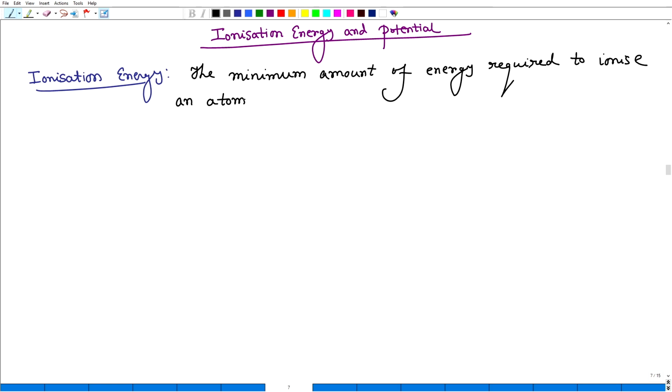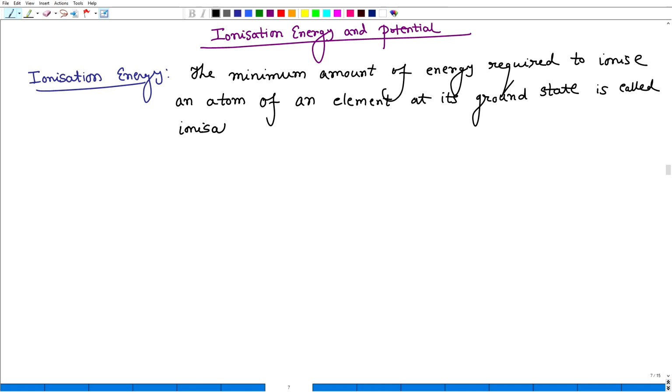The minimum amount of energy required to ionize an atom of an element at its ground state. This is very important. Is called the ionization energy of that element. Okay, so what does it mean?